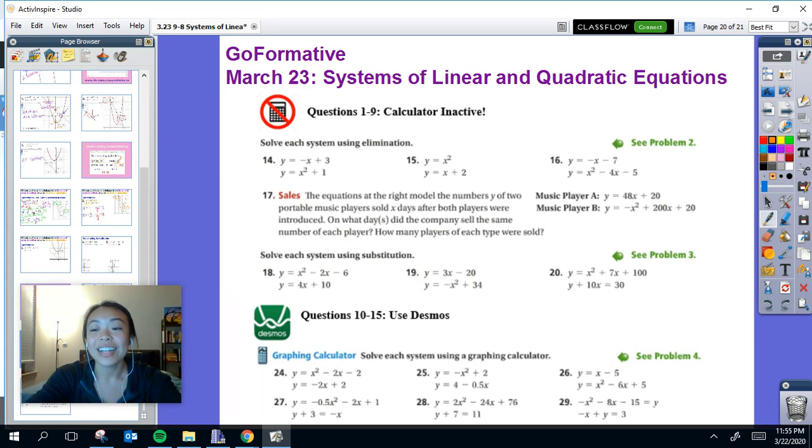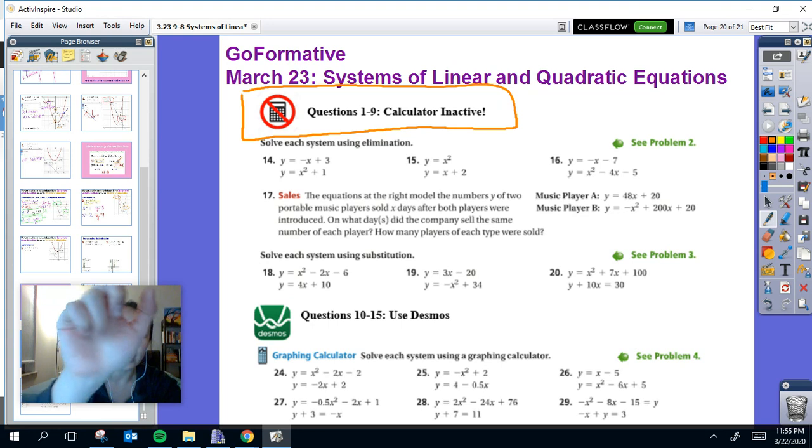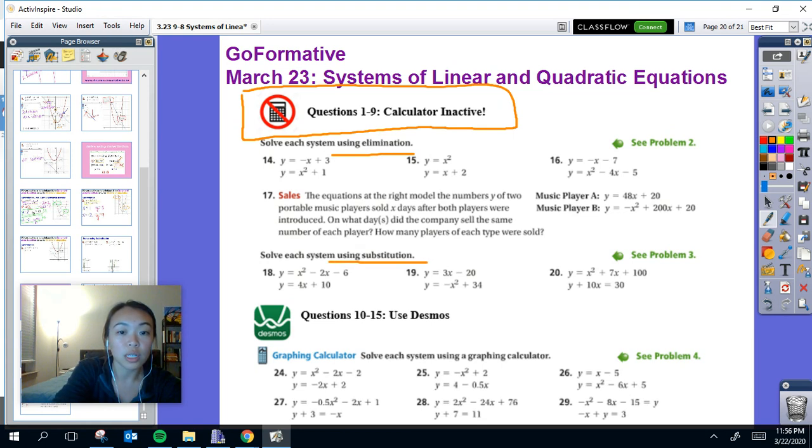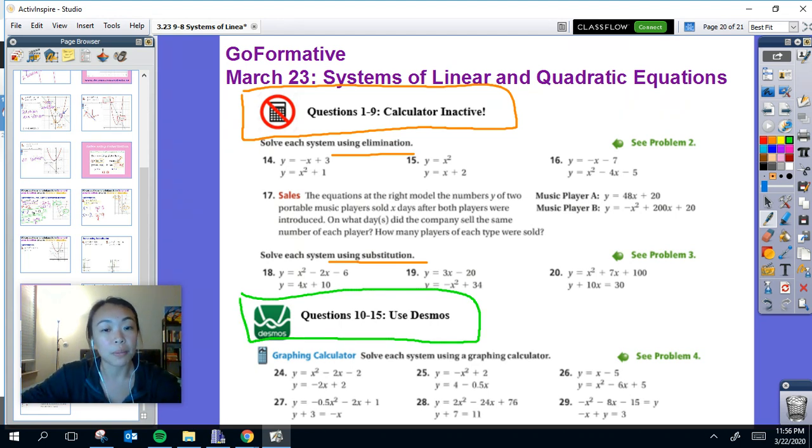All right. I know I went through that kind of fast, but for your Go Formative, 1 through 9, please, please, please try to honor this. I want you to do calculator inactive. So it tells you to use elimination, and it tells you to use substitution. However, you may use your calculator only to double check. For 1 through 9 it's calculator inactive, and then I'm going to let you use Desmos for 10 through 15, the remaining portions of the problems.